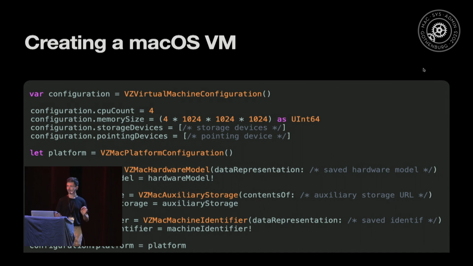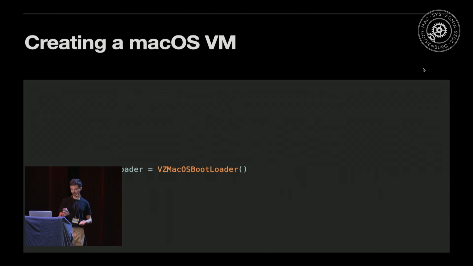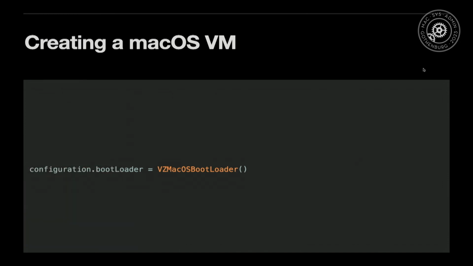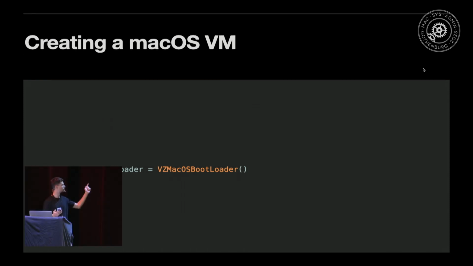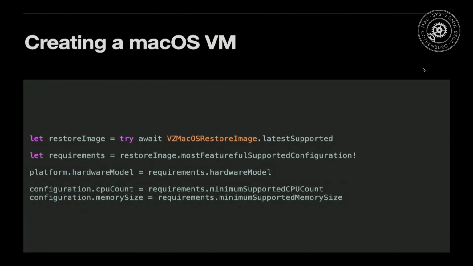Now we need to think how to boot it. Or we don't need to, because there is a built-in macOS bootloader embedded in the virtualization framework. And I just set a bootloader property with a VZ macOS bootloader object. And like any macOS, this one also needs to be installed before the first usage. And for that, we need a restore image. We can download it from the Apple website or use a dedicated property also available in virtualization framework, which is latest supported.